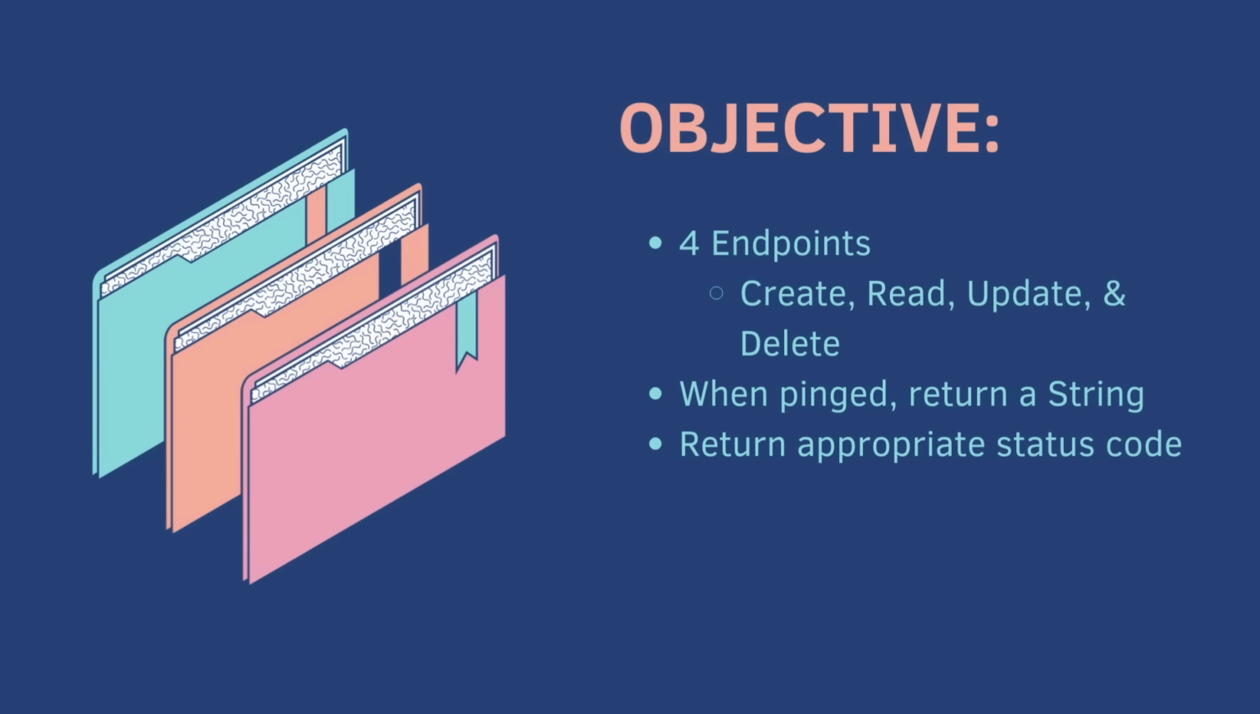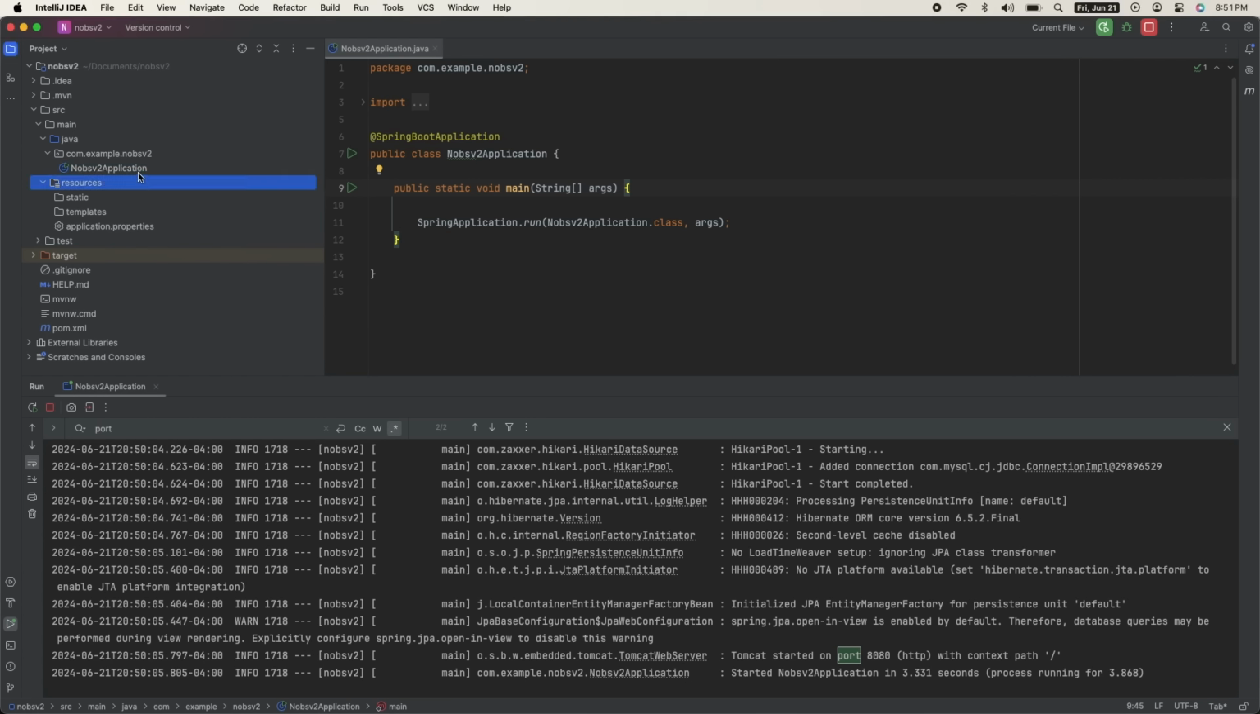So that's our first objective. We're going to create 4 endpoints, one for create, read, update, and delete. When pinged, we're going to return a string, and then eventually we're going to return the appropriate status code that goes with that message.